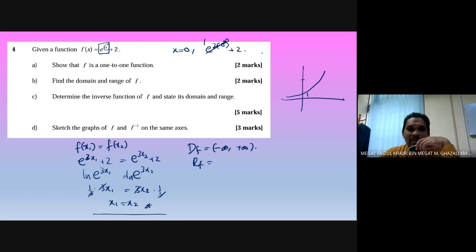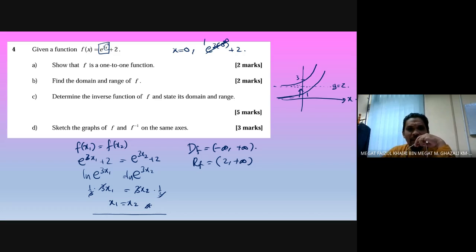Let's say we come up with plus 2 here. So 1 plus 2 equal to 3. And then from 1 to 0, we call this the horizontal asymptote of the graph. The horizontal asymptote now is not y equal to 0 or the x-axis anymore, but it will shift 2 units above. It is now y equal to 2. So then the range of this function is from 2 to positive infinity.